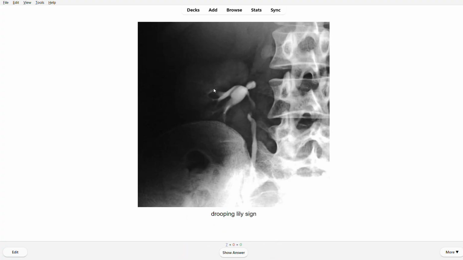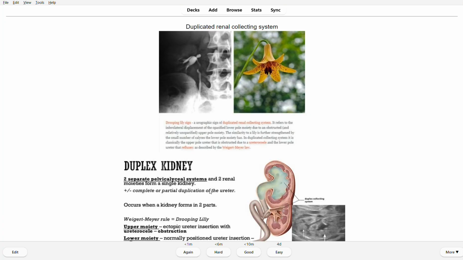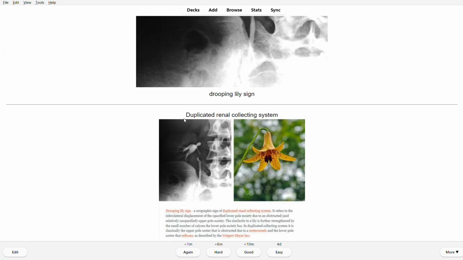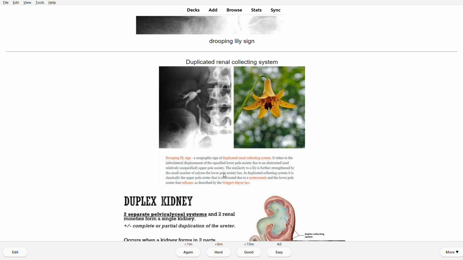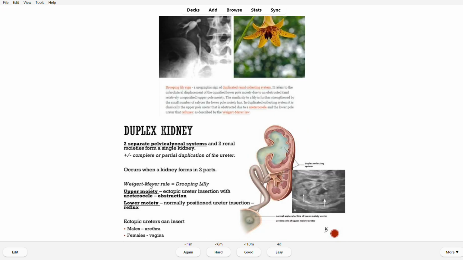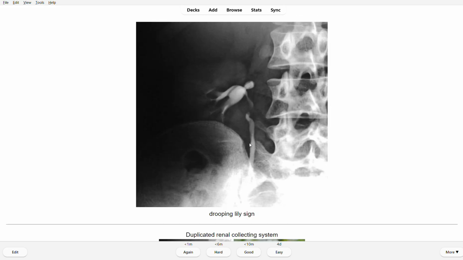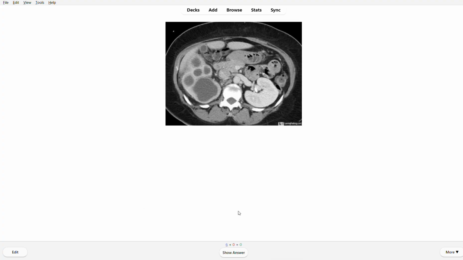Drooping lily sign in IVP is seen in which condition? D for D. Drooping lily forms in a duplicated renal collecting system, and this is governed by the Weigert-Meyer law. So there are two duplicated collecting systems, and the upper moiety, the upper ureter, forms the ureterocele, which forms the obstruction, and the lower moiety forms the vesicoureteric reflux. So drooping lily sign for duplicated renal collecting system.